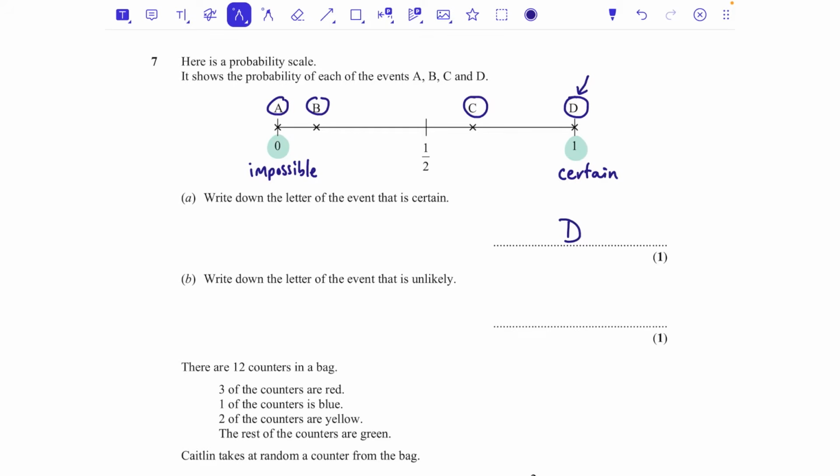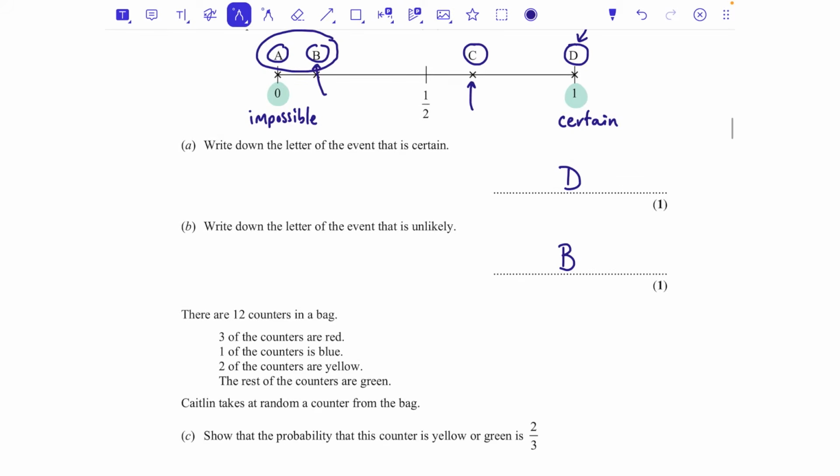Part B, write down the letter of the event that is unlikely. So unlikely is going to be A and B. They're down here at the bottom, but A we know is absolutely impossible, never ever going to happen. So it's B that's going to be unlikely. It could still happen, but it's not very likely to happen. So those are the ones that were right down the bottom. B was unlikely there. C, I would say that's likely to happen. It's more than half. That's probably how you'd describe that one, but they didn't ask us anything about that, so that's fine.